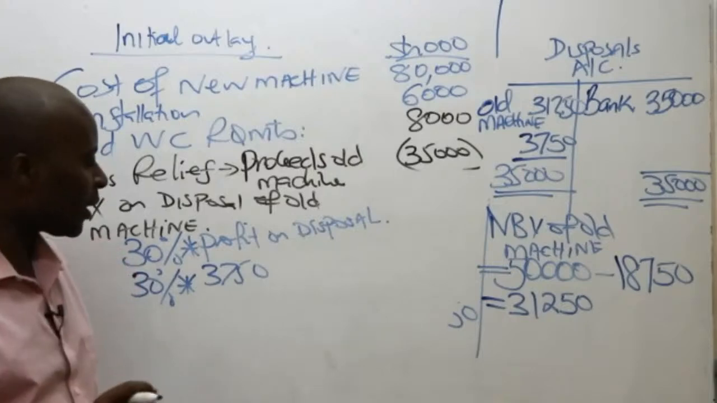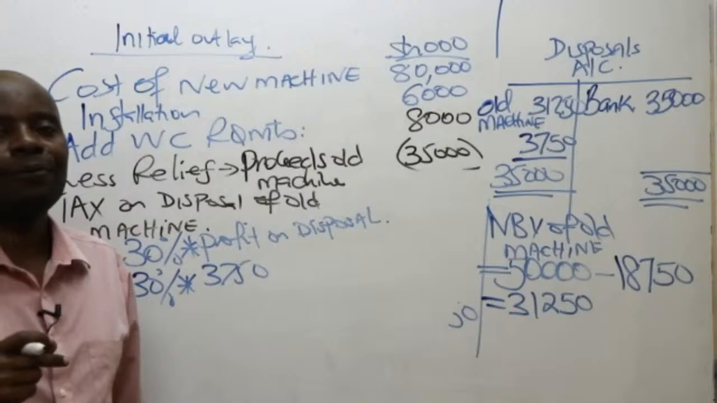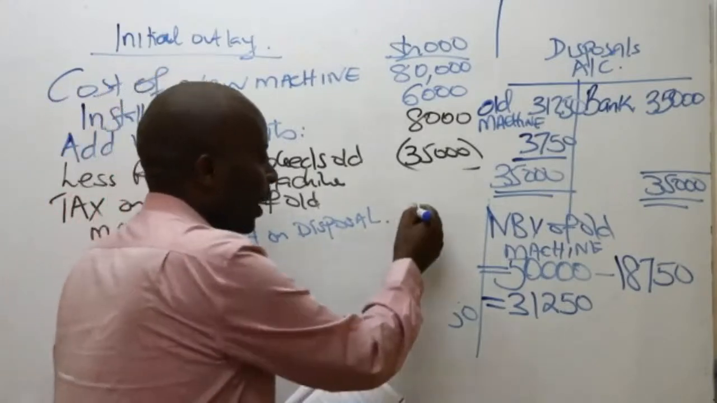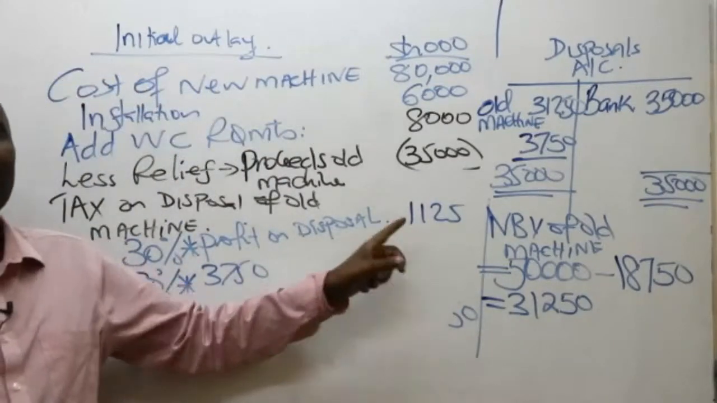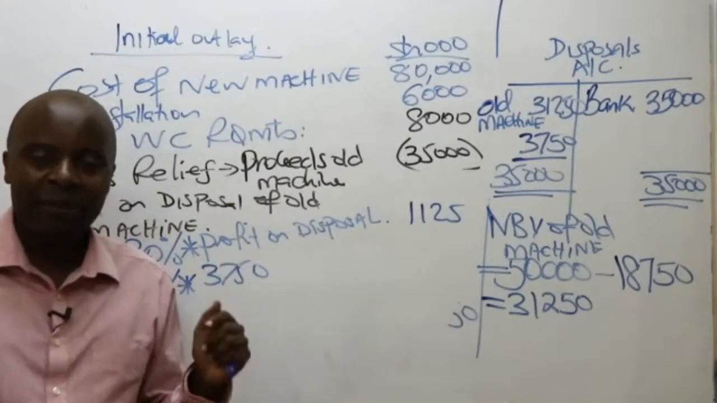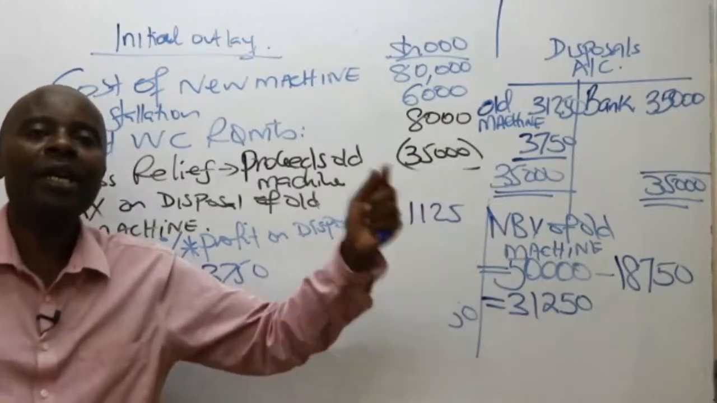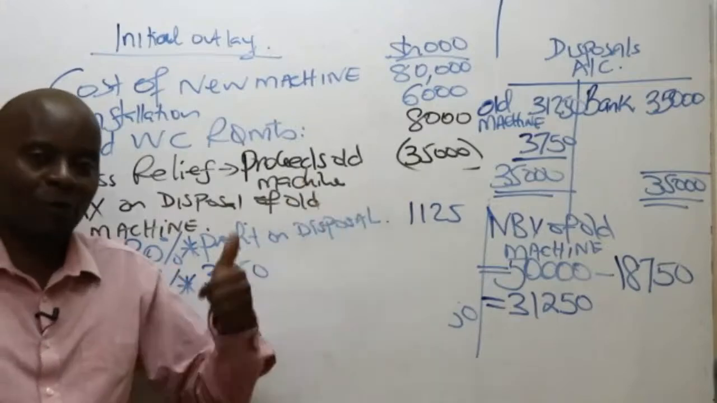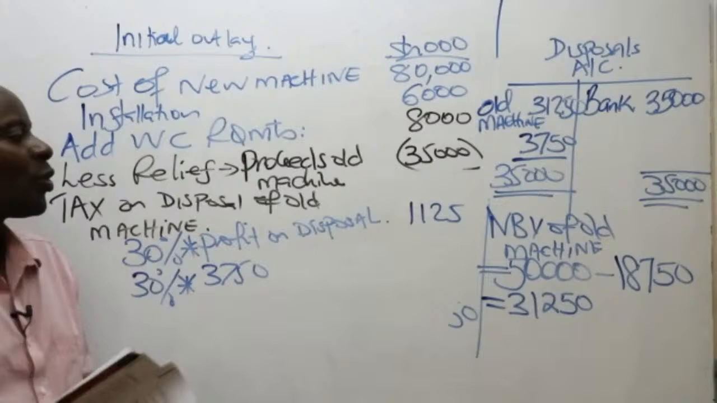So 30% of 3,750 gives me what figure, my great students? I'm being given a figure of 1,125. And it has to be what, somebody? A positive figure, because I'm going to pay this money to KRA. But remember, if I had made a loss, I would have subtracted. It's like KRA would be reimbursing me. But fortunately, it's a profit. A profit is going to be taxed. It's an outlay. We're going to give money to KRA. So, ladies and gentlemen, that is it.